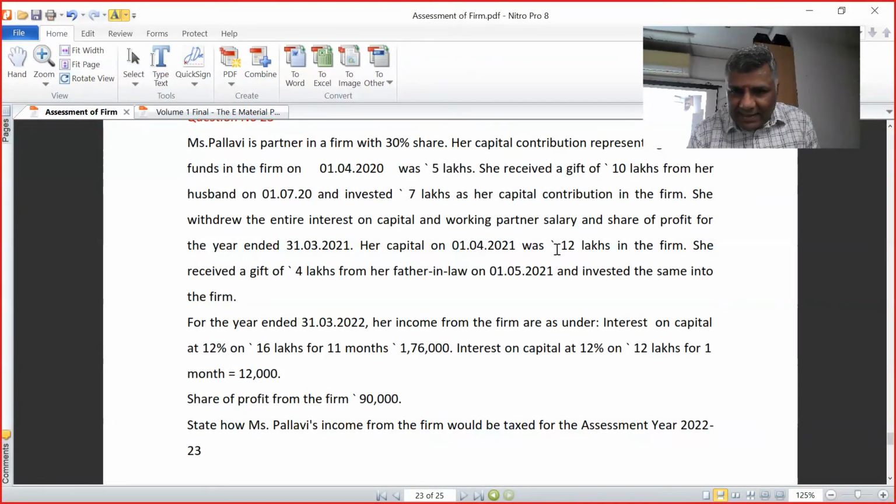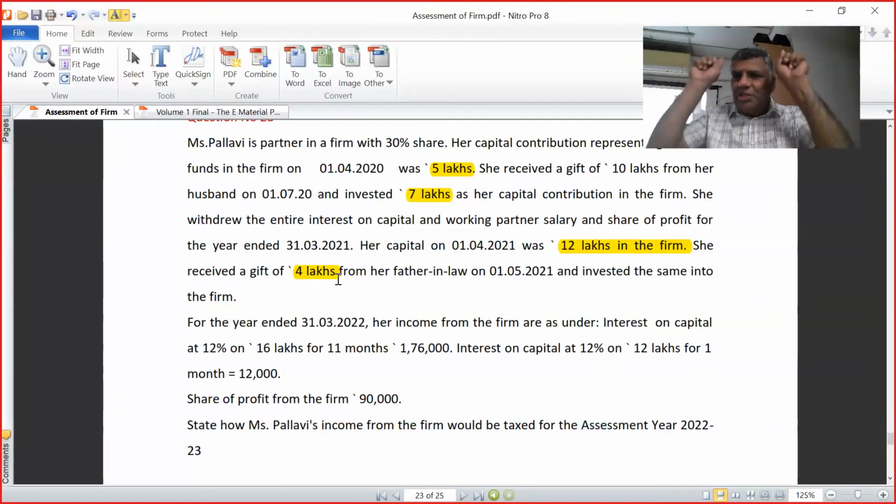12 lakhs is her capital, 5 lakhs is her own funds, 7 lakhs is gifted by her husband. So interest on the 7 lakhs is not taxable in the hands of Pallavi. It is taxable in the hands of her spouse. 4 lakhs gifted by father-in-law. The interest on this 4 lakhs is taxable not in the hands of Pallavi, but father-in-law.